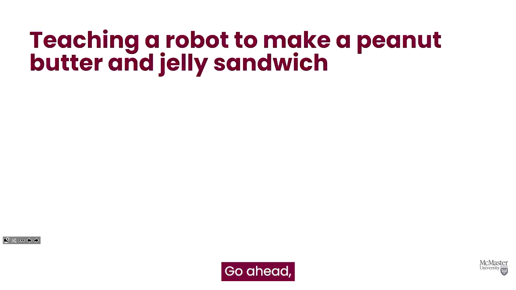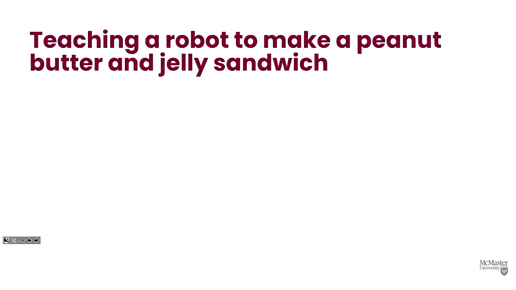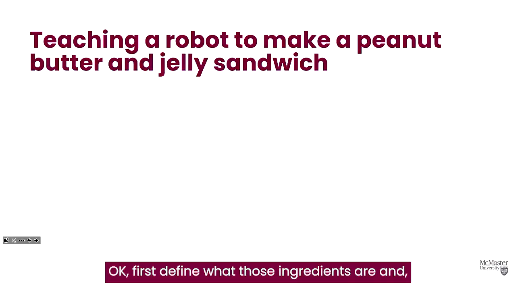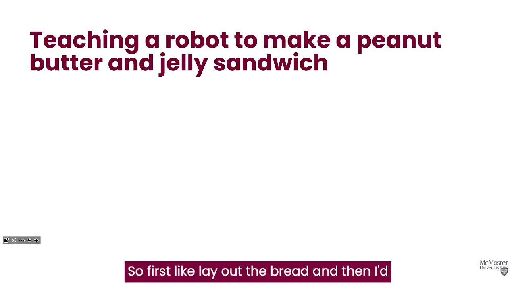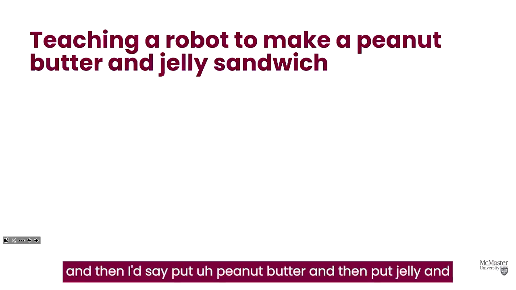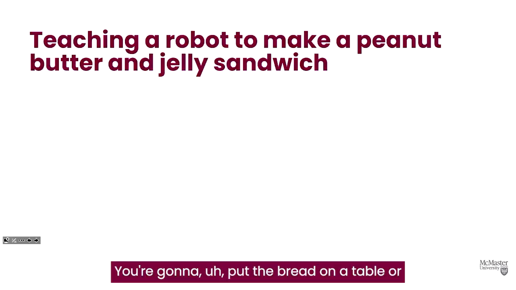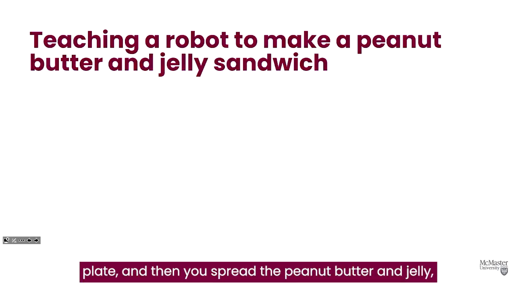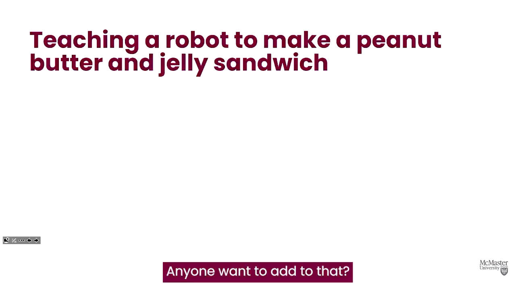Tell them what peanut butter and what jelly means, like define the variables, I guess. Okay, first define what those ingredients are. And then I would put in the smaller steps. First, lay out the bread, and then put peanut butter, and then put jelly, and then put the bread together. Okay, so you break it down into steps. You put the bread on a table or a plate, and then you spread the peanut butter and jelly, and then you put them together, and you're done, right? That's your answer. Anyone want to add to that?